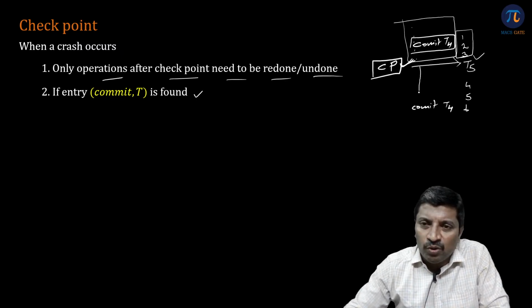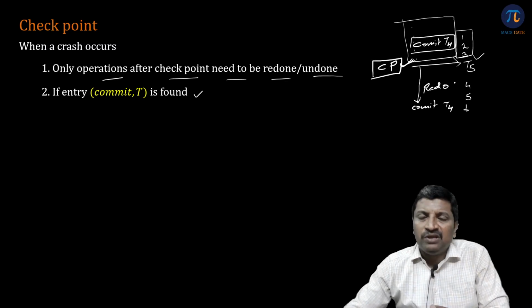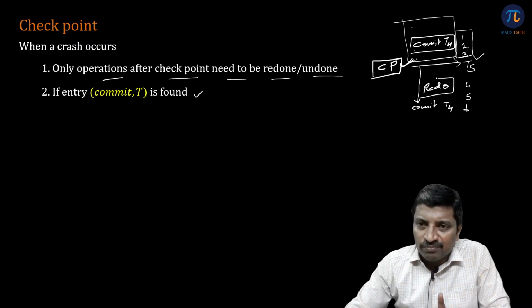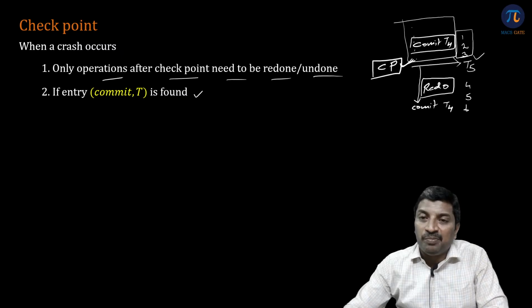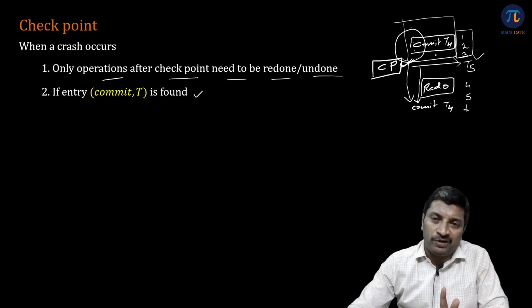It was not completed before the checkpoint. So what do I need to do? I need to redo all these operations. The same story we do, sir. Whenever there is a commit, it is redo only. Whenever there is no commit, undo only. But we consider only the operations after the checkpoint. No need to touch the operations before the checkpoint.